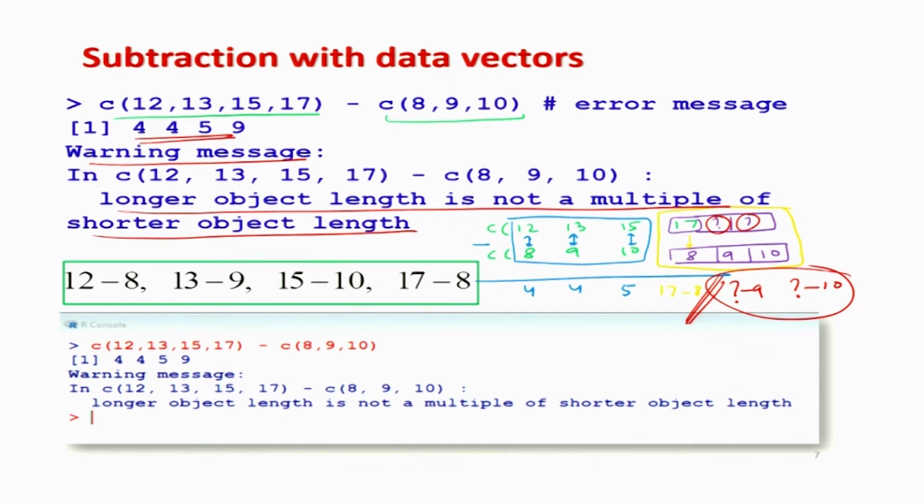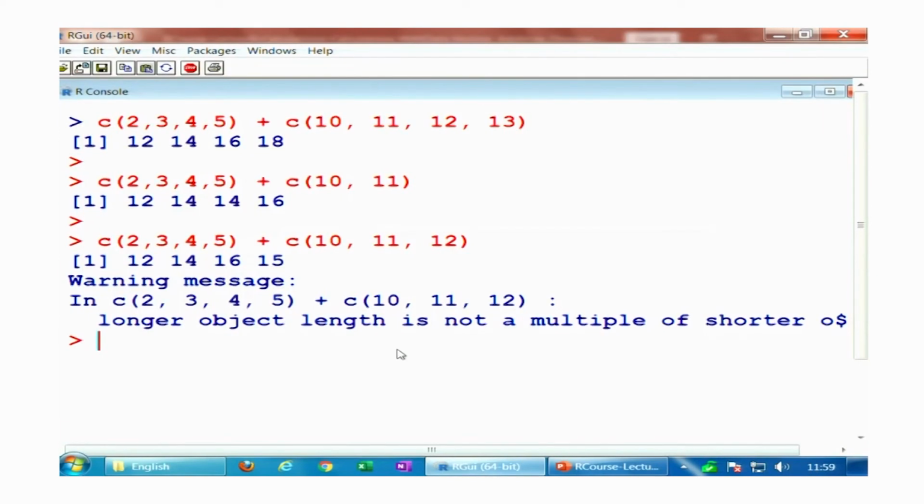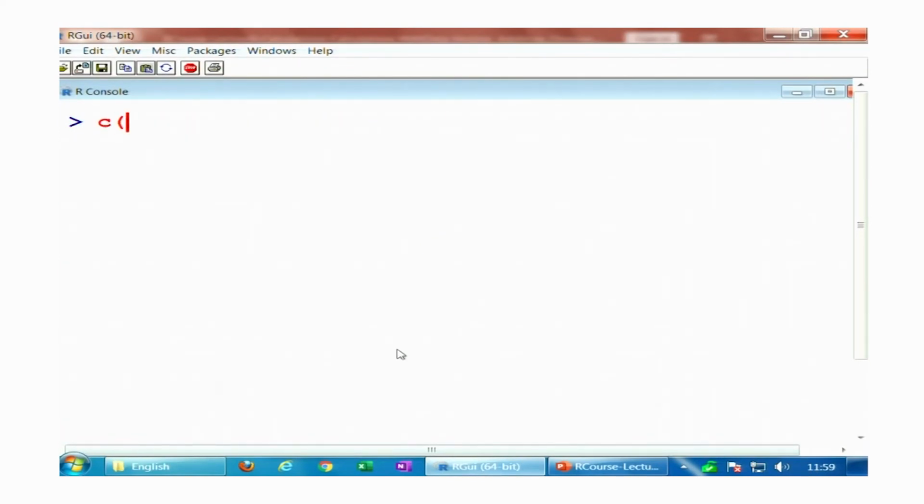So, now let me try to give you this operation also on the R console. So, suppose if I try to take here some values 11, 12, 13 and 14, and if I try to subtract it with here c(1, 2, 3, 4). Right. So, you can see here that the first value in the data vector 1 will be subtracted by the first value in the data vector 2.